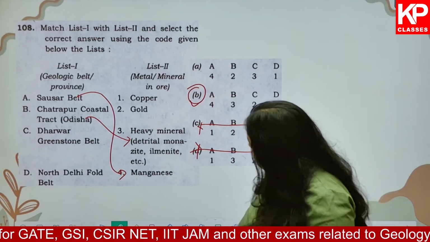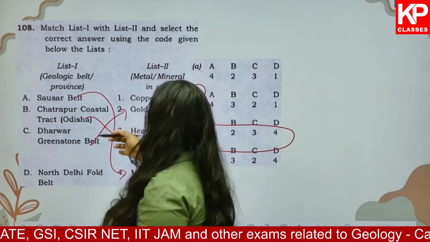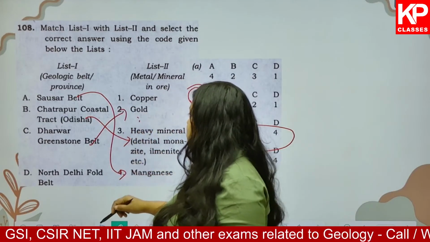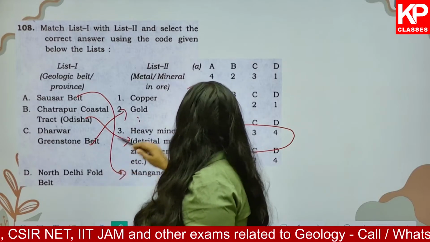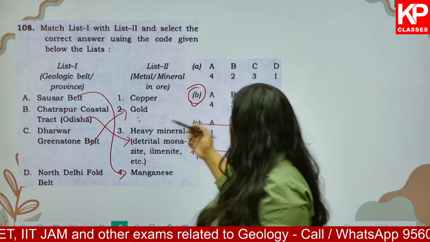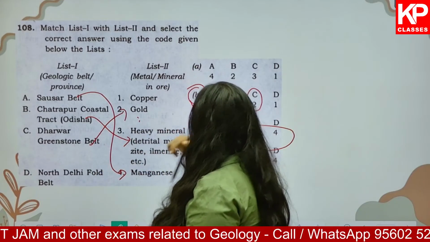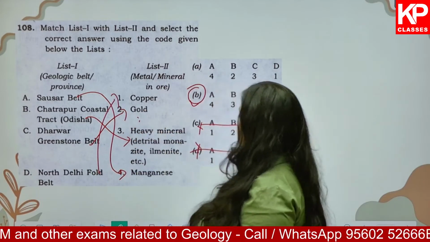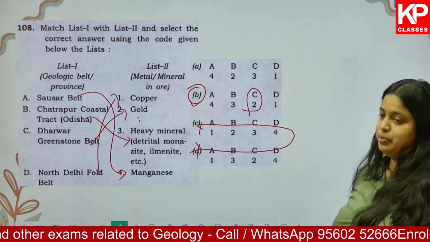Then the rest, Dharwar is having Kolar gold, that's Dharwar C2, and if you know that, then also we'll get the answer, right? C2. Then D is 1. Okay, North Delhi fold belt, copper.